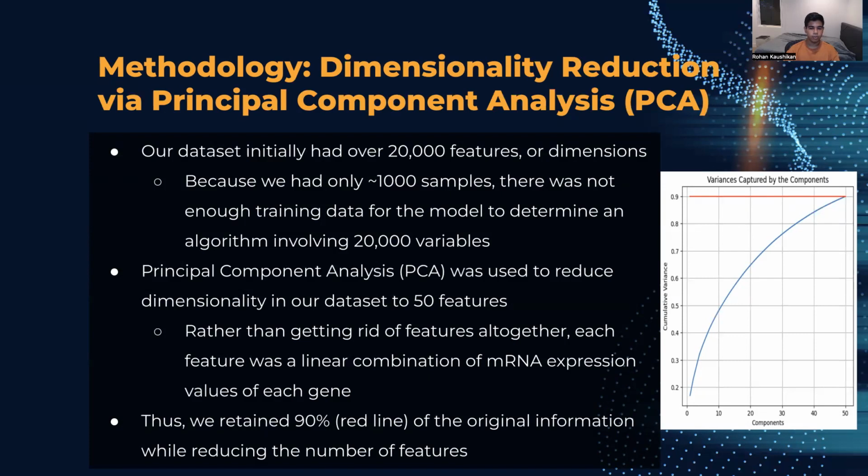Rather, we chose to use principal component analysis, or PCA. This transforms our original dataset into a new dataset, where each feature does not contain mRNA expression data on just one gene. Rather, it's a linear combination of the values of all 20,000 features. So in this case, when we take our top 50 features, we're able to reduce the dimensionality from 20,000 variables down to 50, but still retain over 90% of our original information.